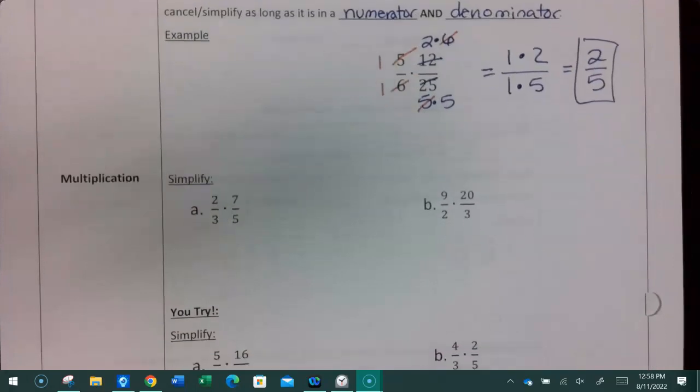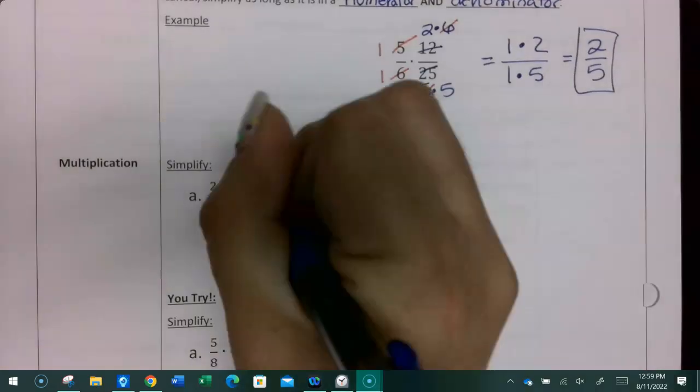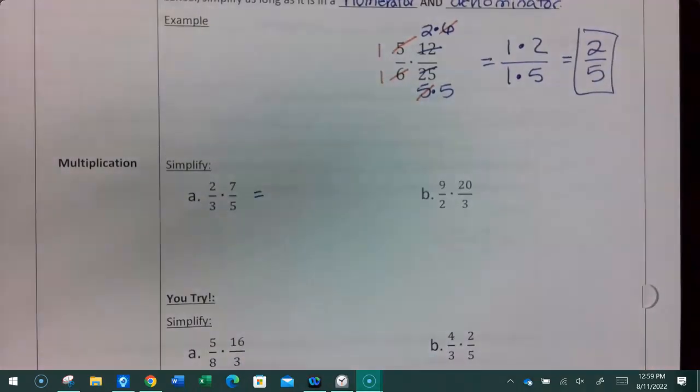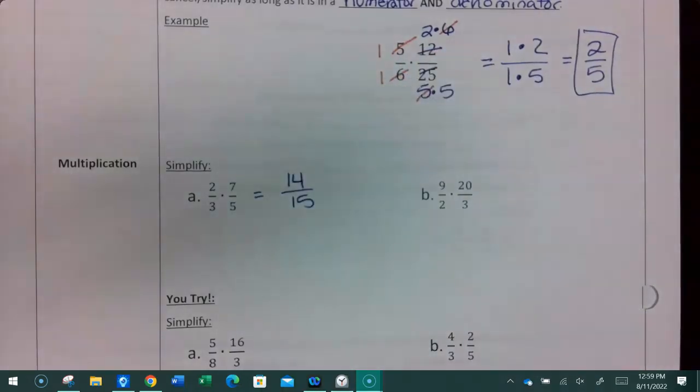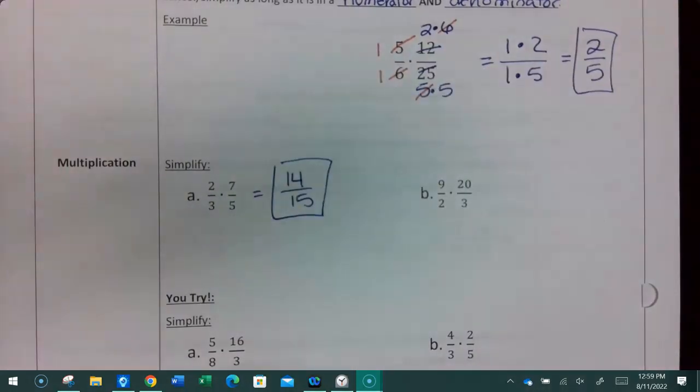Okay, so the next one wants me to simplify. Can I cross cancel on A? Is there any number that appears on both the top and bottom here? No, so I should just multiply straight across. What is 2 times 7? Okay. Does that need to simplify? No. So that is my final answer.